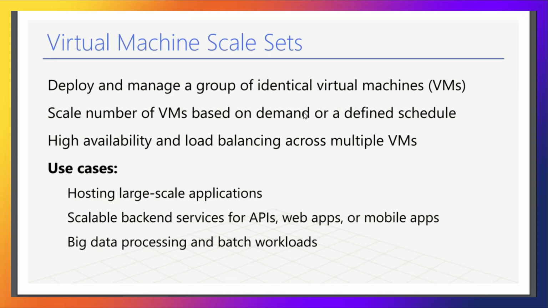Now, what if instead of just running one virtual machine, I want to be able to scale up and down easier? So what we have is called virtual machine scale sets. With this, I can have a load balancer in front of the virtual machine scale set, and I can have one or more VMs behind it, all configured the same, and they can scale up and down depending on my need.